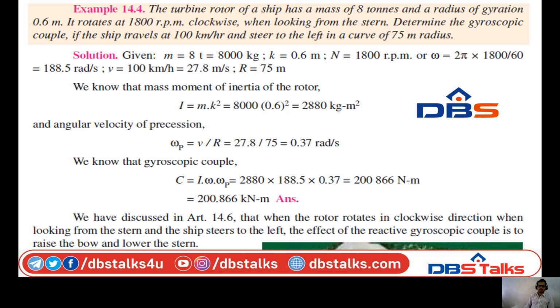We know that the gyroscopic couple formula is C is equal to I omega omega p. Omega we know, omega p we know, I we know. So finally we get C is equal to 200 kilonewton meter.